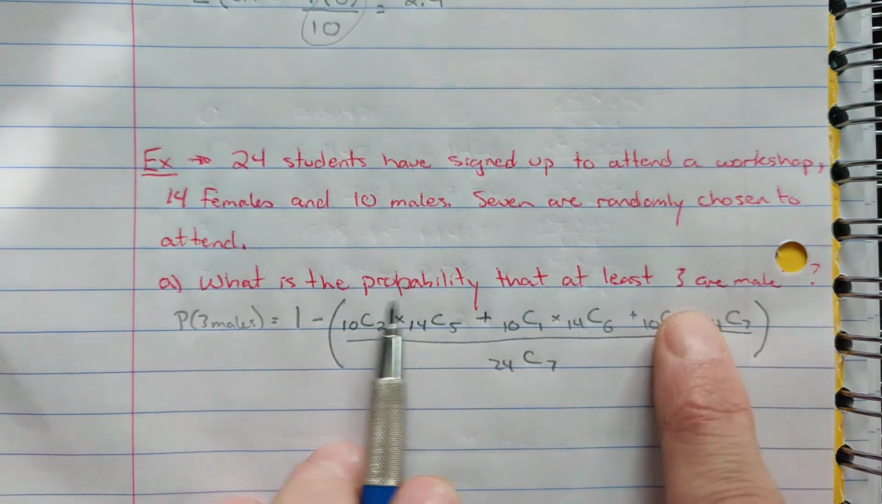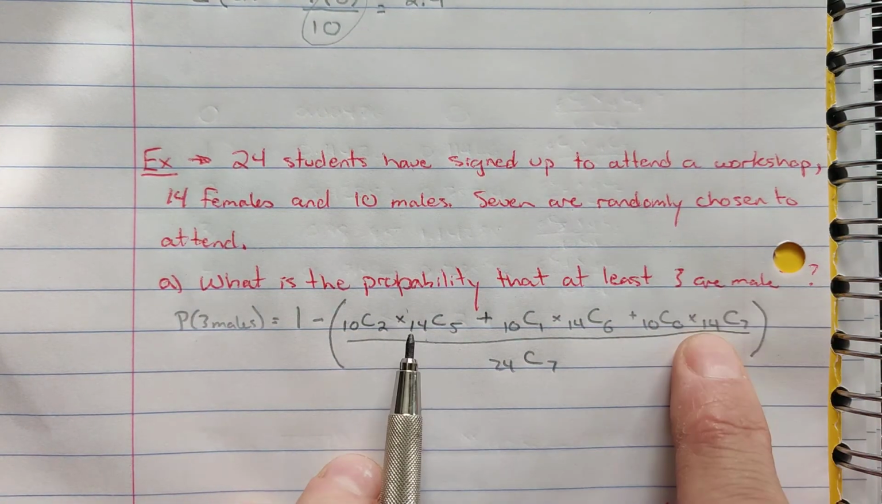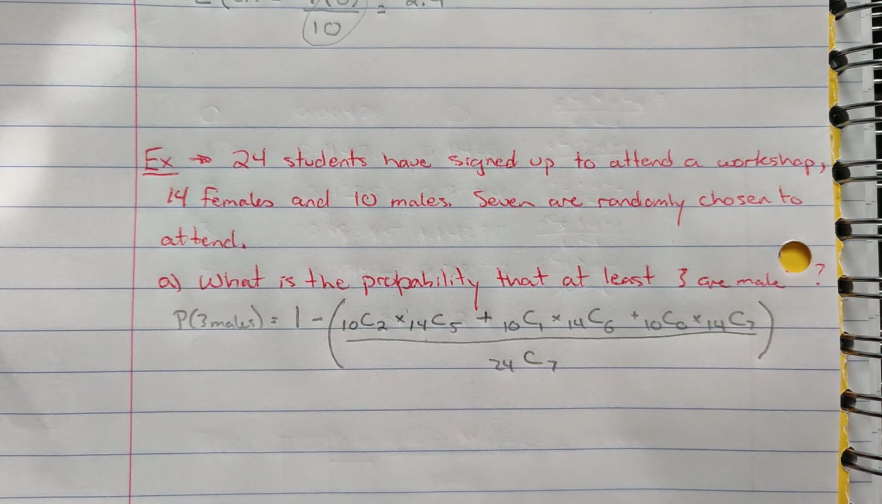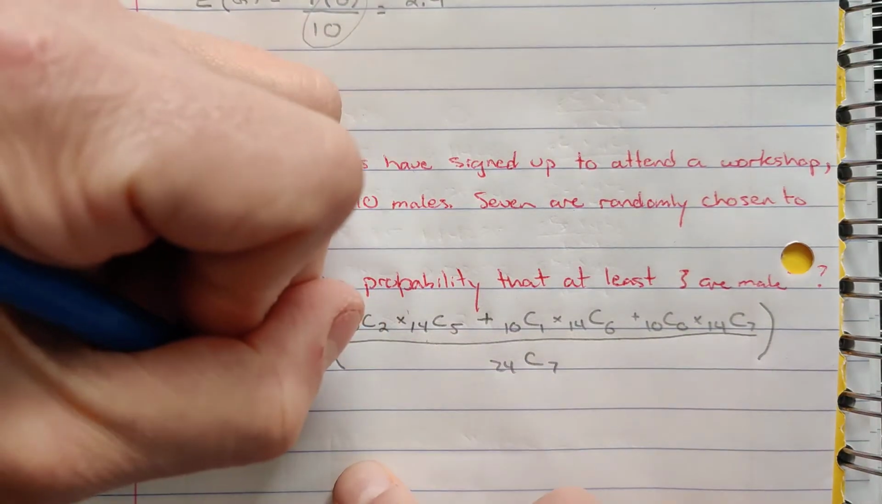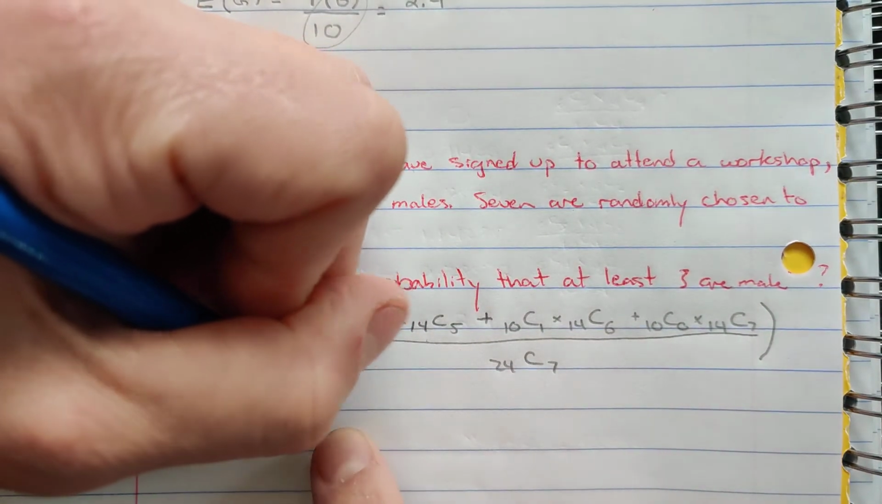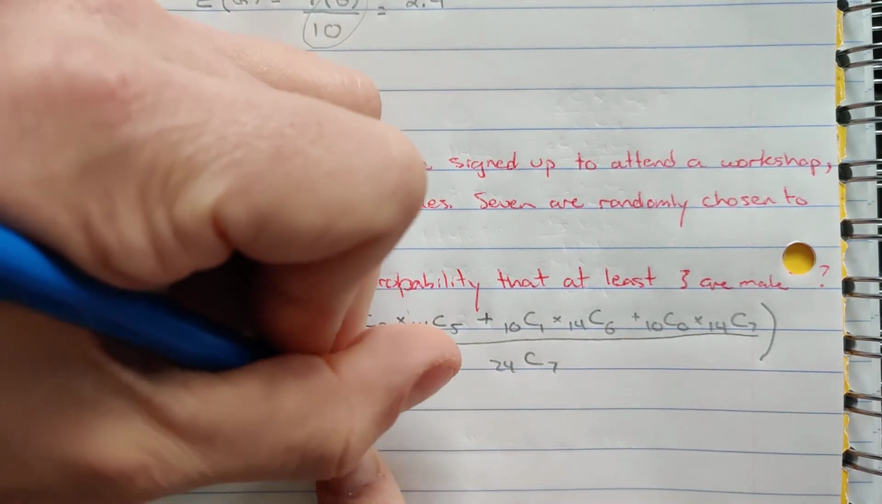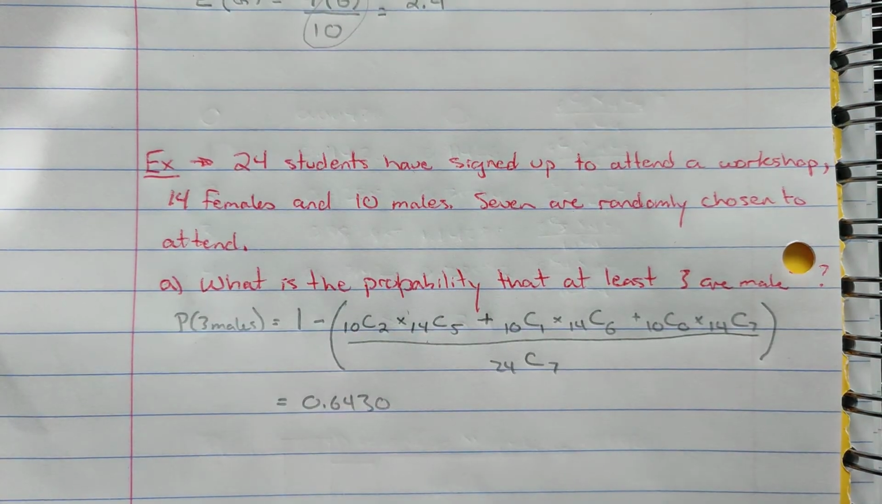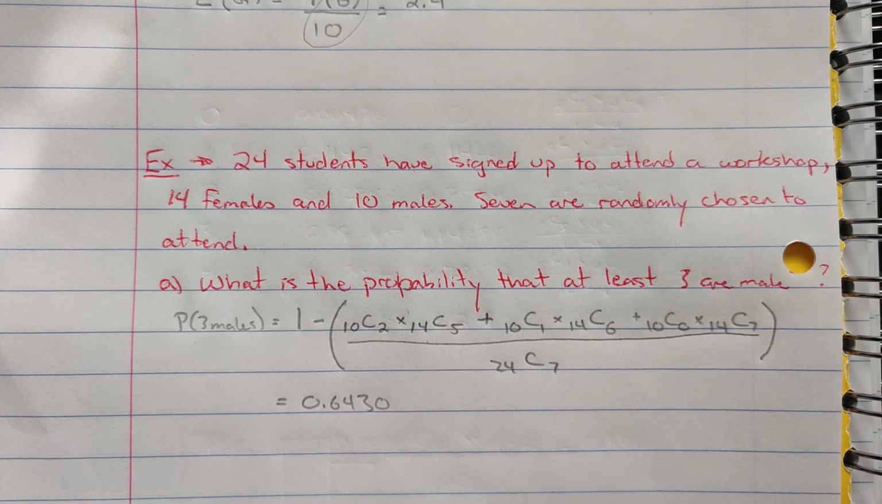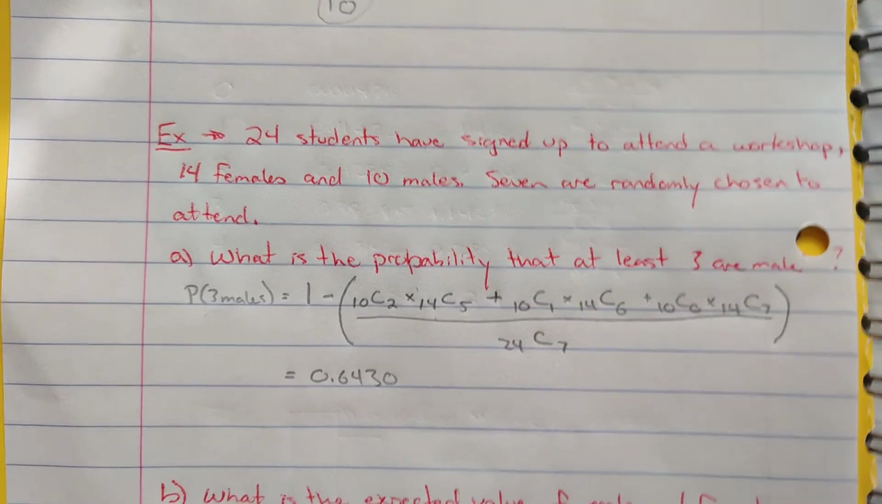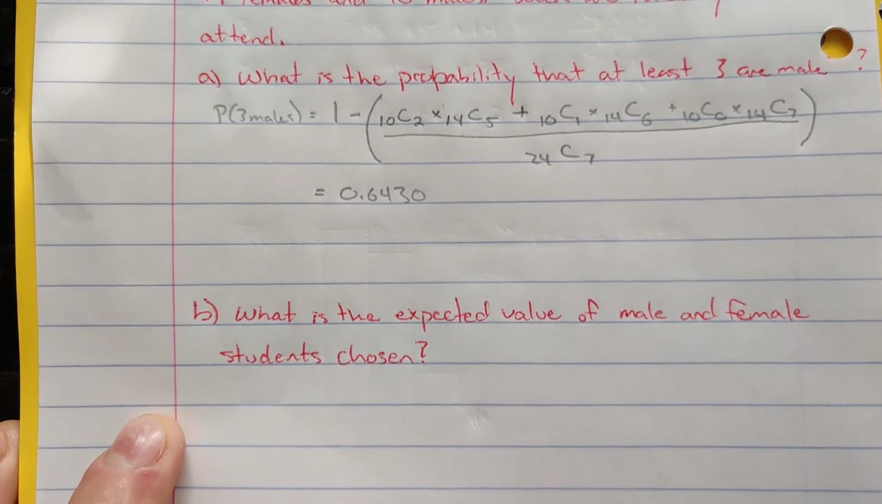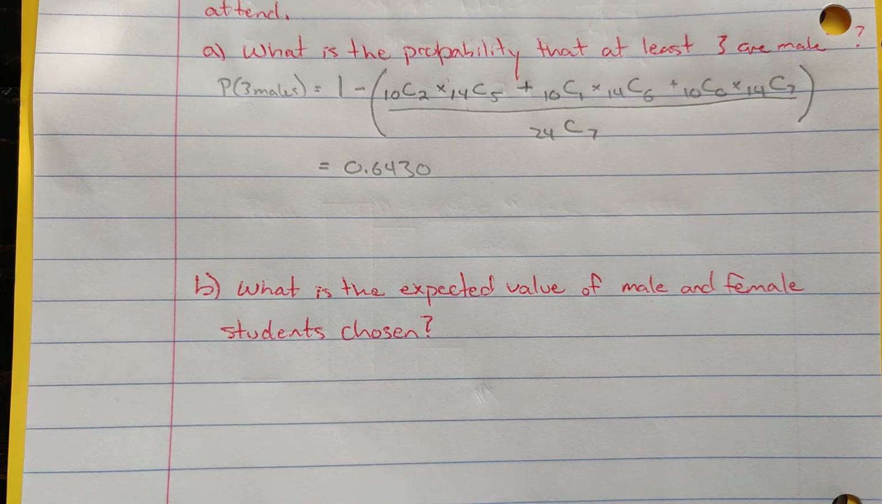choose our 7 people. That'll give us our probability that we don't want, and we'll subtract that from the total probability of 1, and that'll give us the final result, which works out to about 0.6430. So there's about a 64% chance that we will have 3 males attending. And then what is the expected value of male and female students chosen?